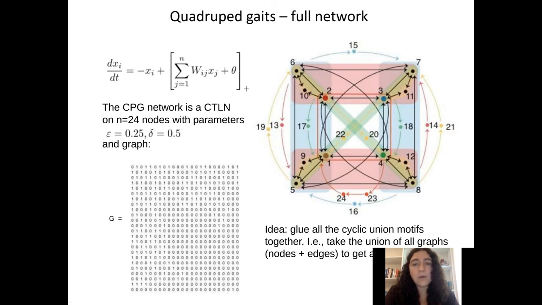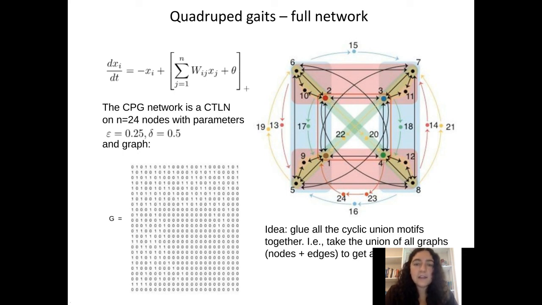And what Juliana found was that, yes, you could actually do this. So she was able to really just glue together, take the union of all the edges from each of these different networks that she constructed for the gaits. And it's simple, this is not fine-tuned at all. These are standard choices of epsilon and delta. These are the 2 parameters for making the W matrix from the graph. If you remember, there is a recipe for going from the graph to this W matrix.